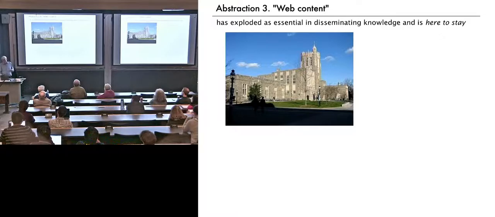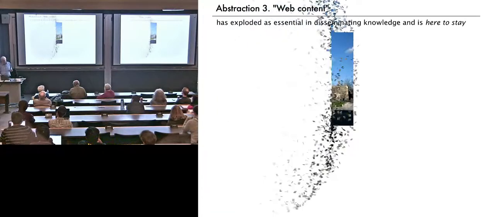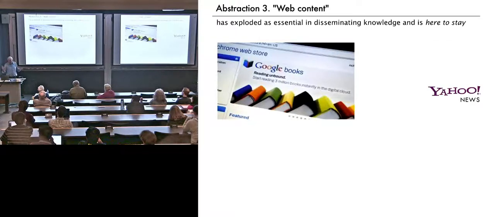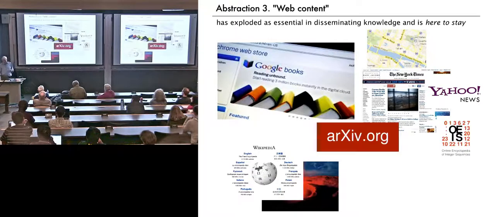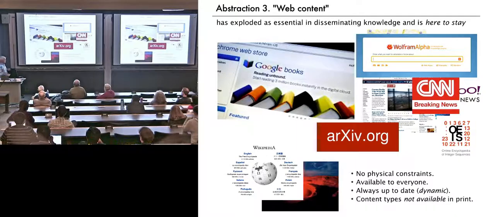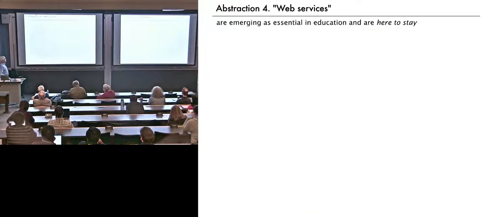Okay, web content is another part of what we do. People don't go to the library for content anymore, they go to the web. I don't have to sell that really much anymore. There's no physical constraints, it's available to everyone, and should be always up to date. And the main thing for us is it's got content types that are not available in print. Things that you can't do in a book. And I'll give an example of that in a minute.